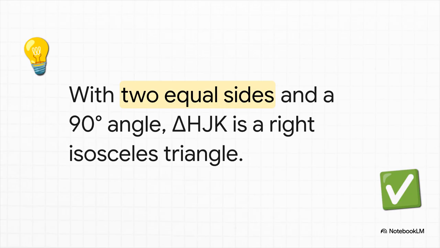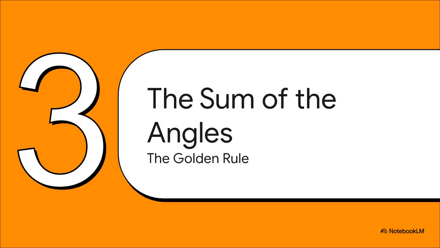A single triangle can have a name from both categories, one for its sides and one for its angles. Okay, moving on to section 3, the golden rule. I'm not kidding. This next part is maybe the most famous thing about triangles. This is the key that unlocks almost everything else.